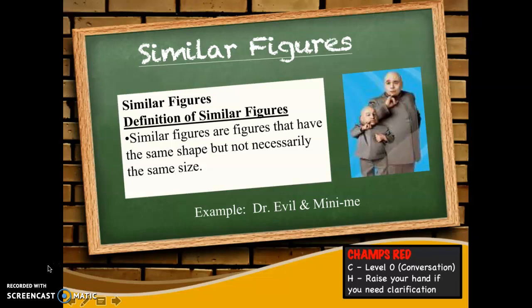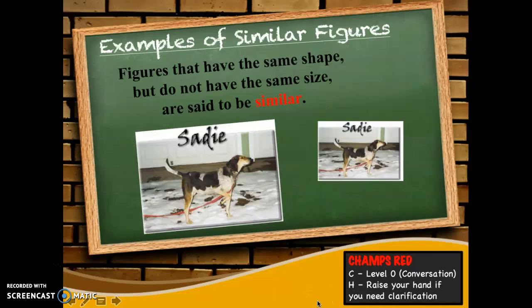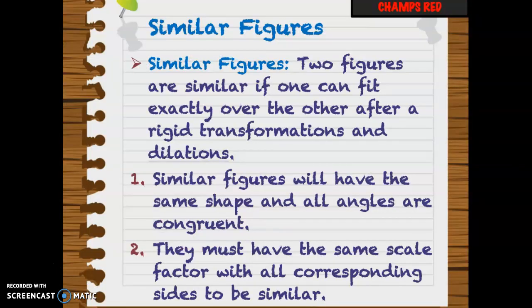Similar figures are figures that have the same shape, but not necessarily the same size. As you can see here in Mini-Me, similar, same shape, but not the same size. This picture here, a picture of the dog Sadie, they're similar because they're the same shape, same picture, and just not the same size.